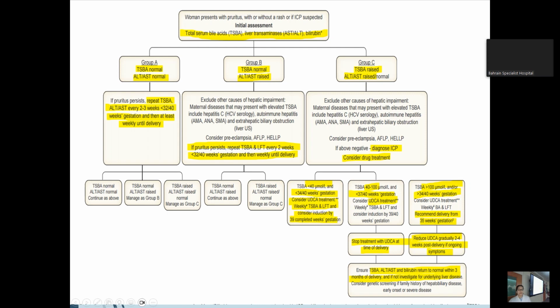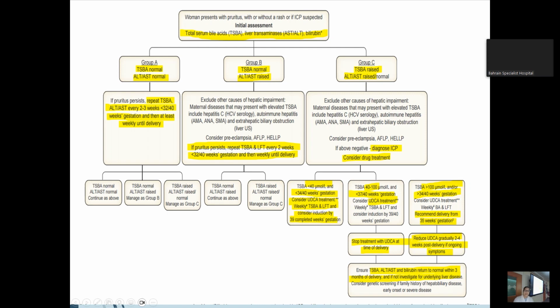In category 2, first of all, we exclude the other causes of hepatic impairment. That is, maternal diseases that may present with elevated bile acids, like HCV serology, autoimmune hepatitis, and extrahepatic biliary obstruction. We also have to rule out AFLP and HELLP syndrome. If pruritus persists in these patients, we repeat the investigation every 2 weeks in less than 32 weeks of gestation and then weekly until delivery.